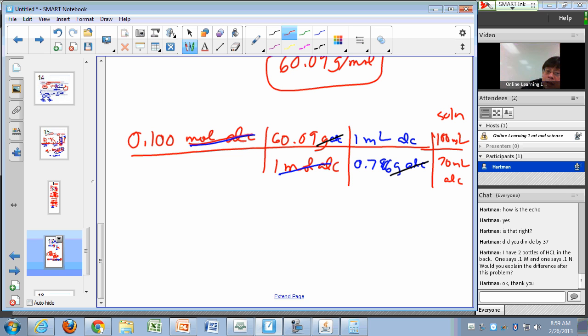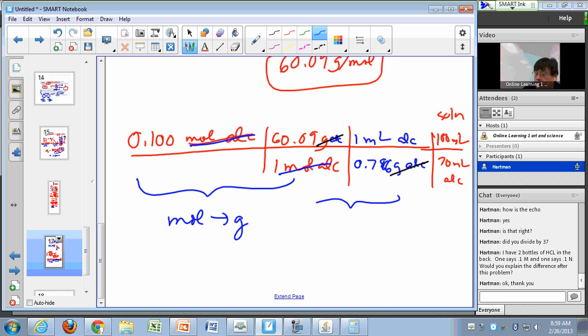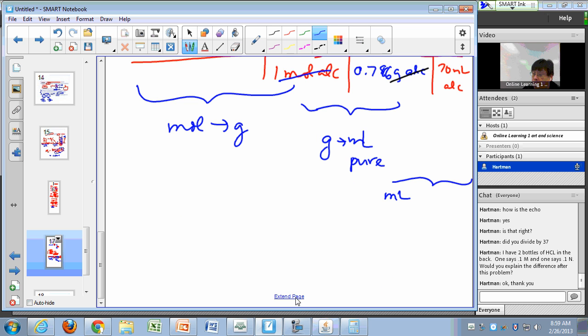So what did I do here? I changed moles to grams. And then in this step, what did I do? I changed grams to milliliters of pure alcohol. And in this last step, I changed milliliters of pure alcohol to milliliters of rubbing alcohol, which is the impure mixture.